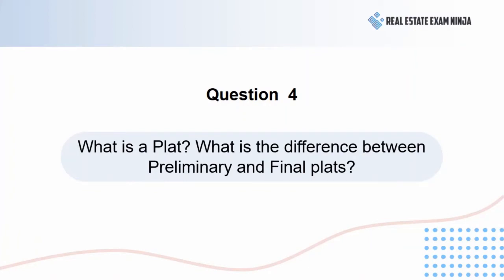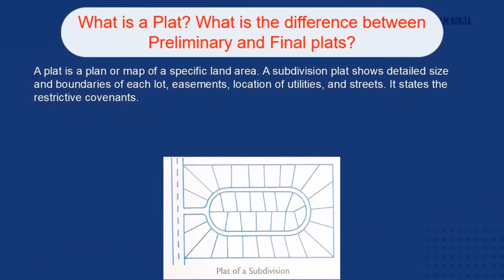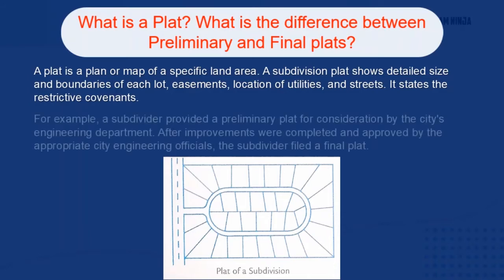What is a plat? What is the difference between preliminary and final plats? A plat is a plan or map of a specific land area. A subdivision plat shows detailed size and boundaries of each lot, easements, location of utilities, and streets. It states the restrictive covenants.